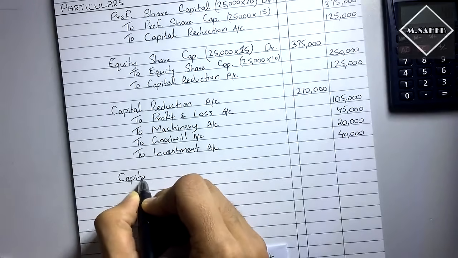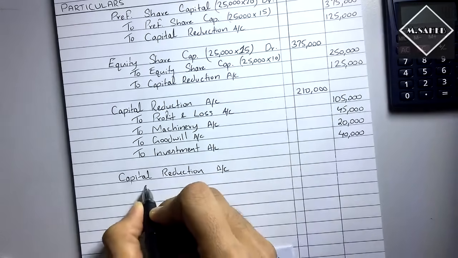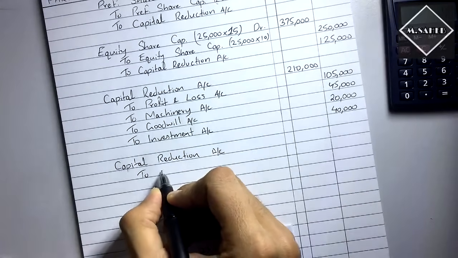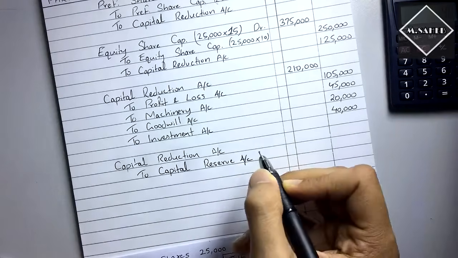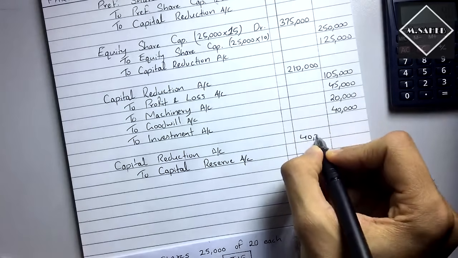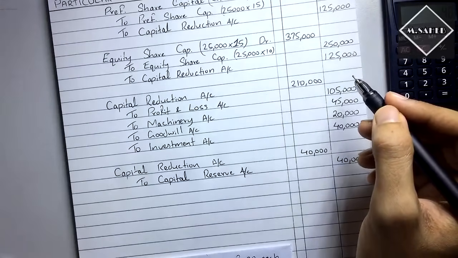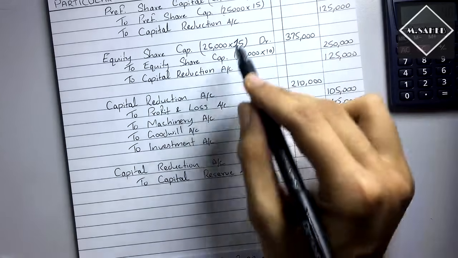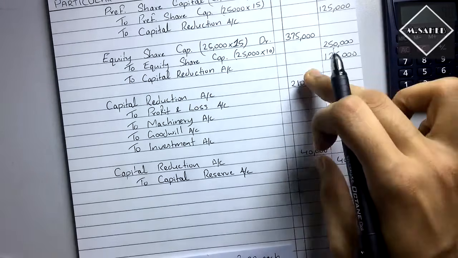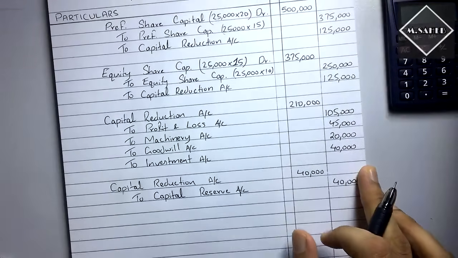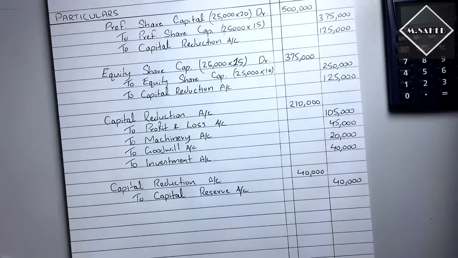Capital reduction account is a temporary account, right? So you have to close this account and transfer whatever balance there is to capital reserve account. See, now it is completely balanced. Here I will debit 40,000 and here I will credit 40,000. Credited capital reduction account 2,50,000, and here debited capital reduction account 2,10,000 and 40,000, that is equal to 2,50,000. So it is balanced, the capital reduction account is closed, and the balance is transferred to capital reserve account.